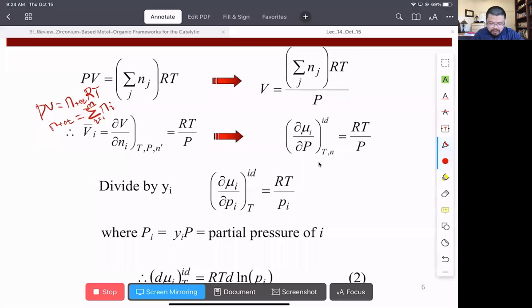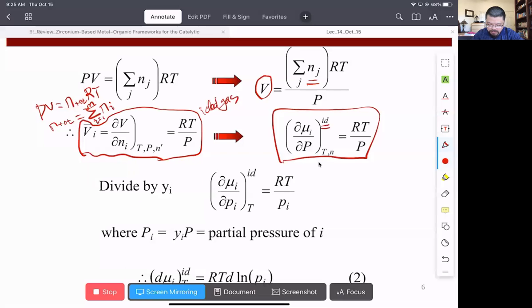And then we can replace this total volume by the equation over there, and then we can take the partial derivative. So pay attention to this equation. I explained in the last lecture how we have this equation. So now we know this partial molar volume is RT over P for the ideal gas. Then we move on, we have this equation. Again, this is the ideal gas. And then we manipulate, we divide by y_i.